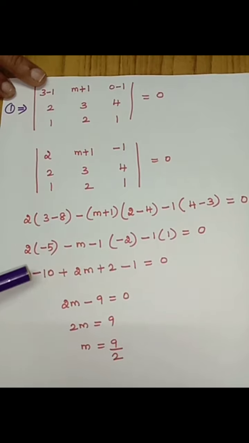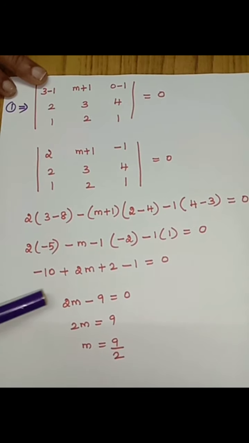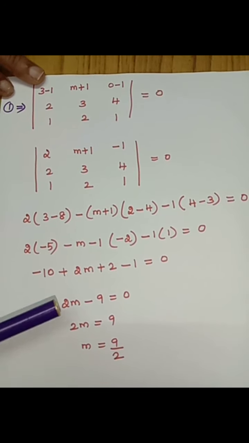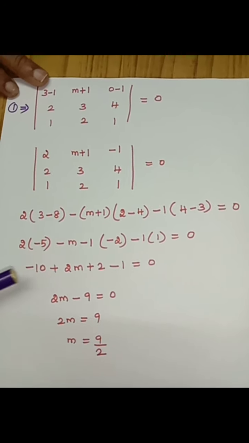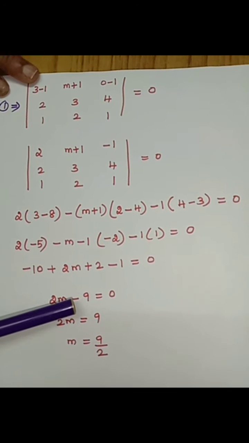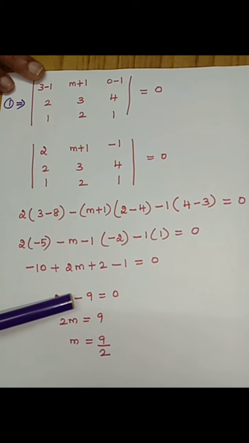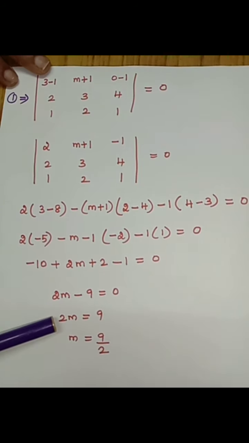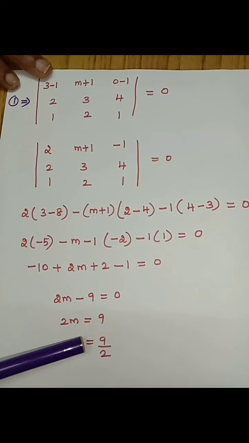So the remaining has to be evaluated. So here the final answer: 2m, and 2 minus 1 is 1. So minus 10 plus 1 is minus 9. So 2m minus 9 is equal to 0. So 2m is equal to 9. m is equal to 9 by 2.